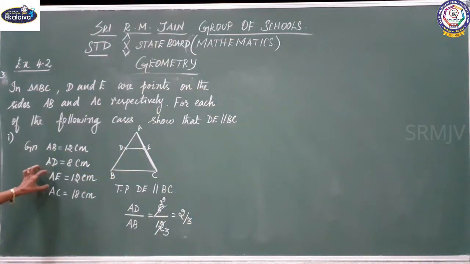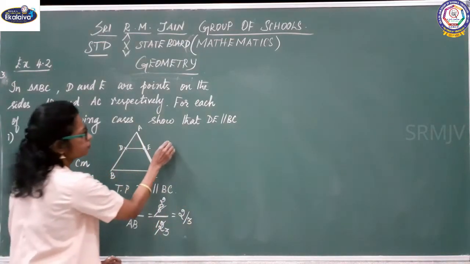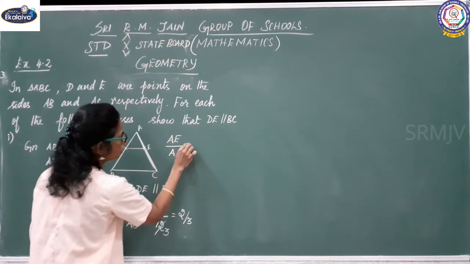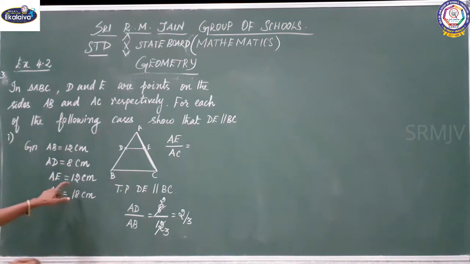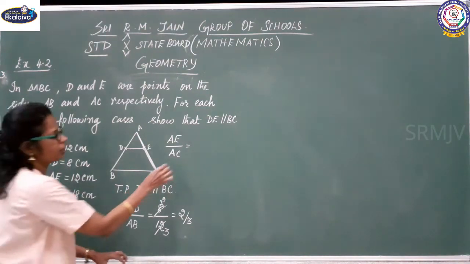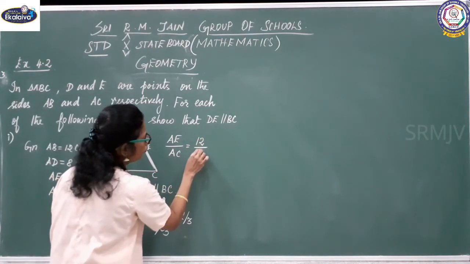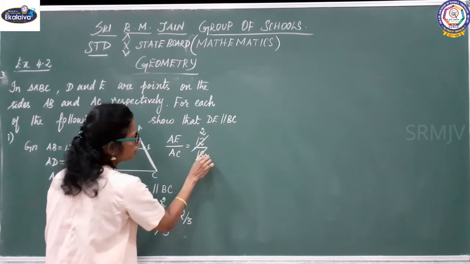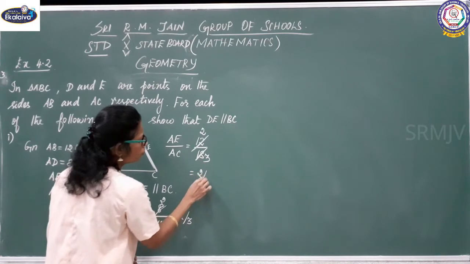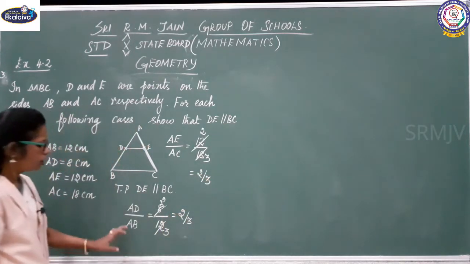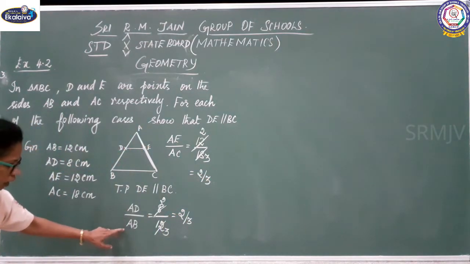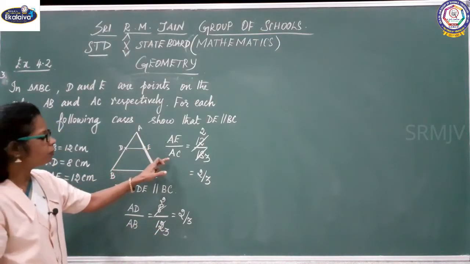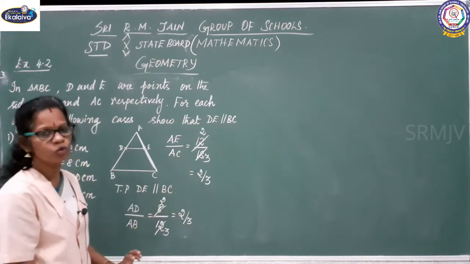Next, AE by AC. AE by AC equal to what? It is 12 by 18. 6 2s are 12, 6 3s are 18. 2 by 3. Right? Here you proved AD by AB equal to 2 by 3, and AE by AC equal to 2 by 3.